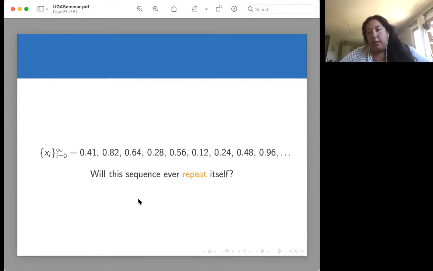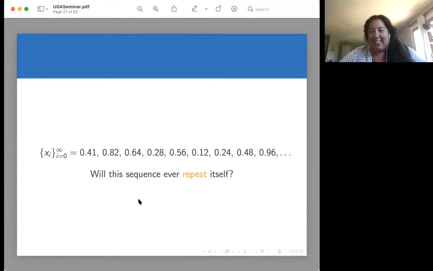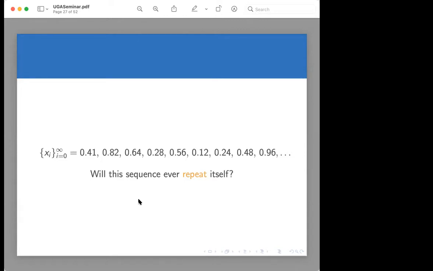What do you all think? Is this sequence ever going to repeat eventually? It should. Why is that? Well, your answer is always going to be 2 decimal places. So at some point, you're going to have to go back to something you landed on before.